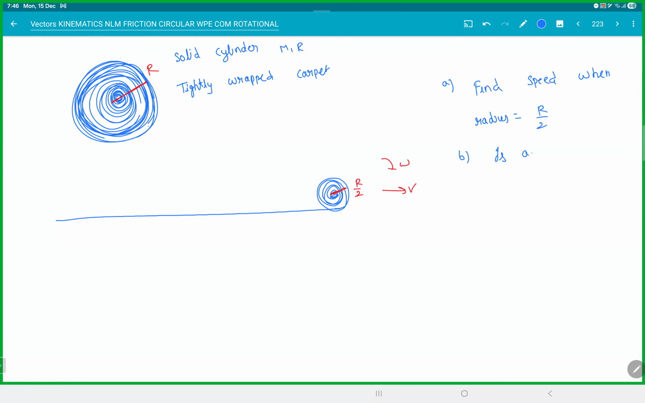Is angular momentum conserved in this system? Are you getting the question? We have a carpet there and you just slightly disturbed it and the carpet started rolling on the floor. Find the speed and the omega when the carpet's radius becomes R by 2. And in this system, is the angular momentum conserved? If it is not conserved, why? If it is conserved, why? First get the first part, then we'll talk about angular momentum.